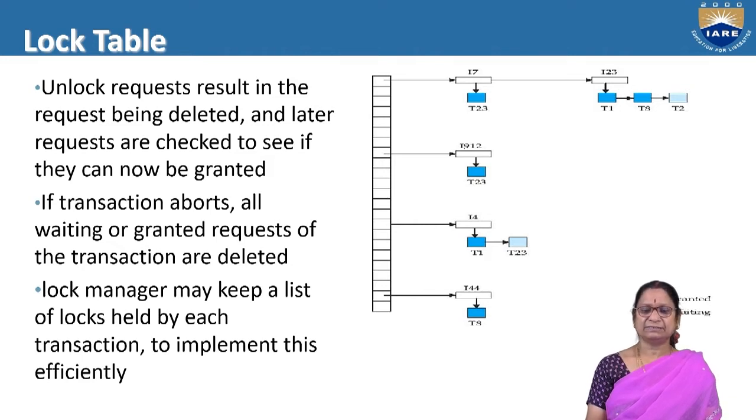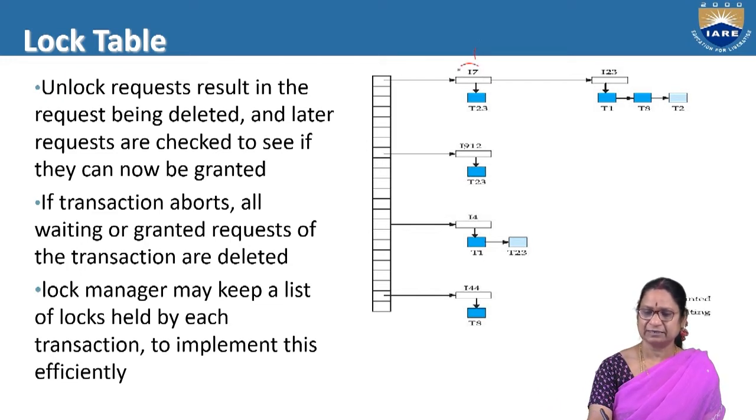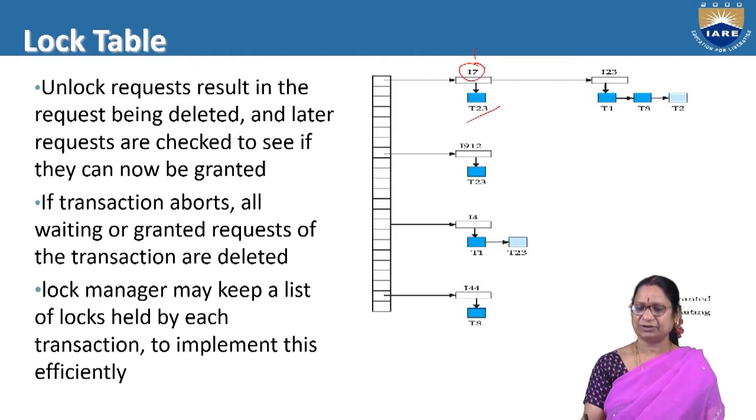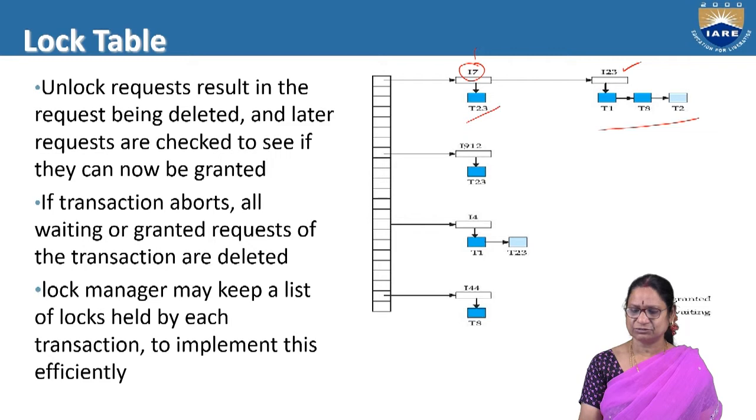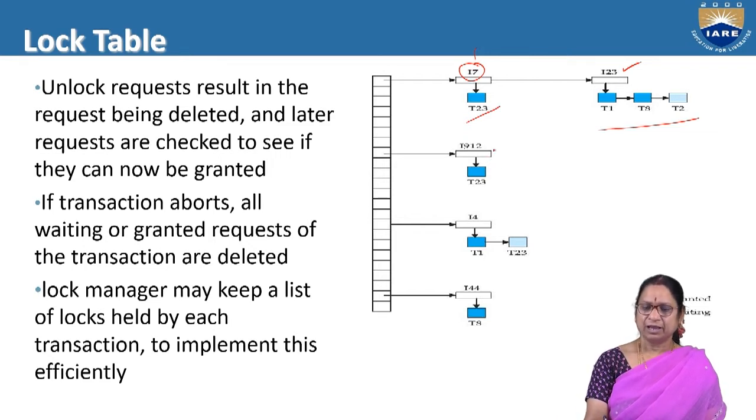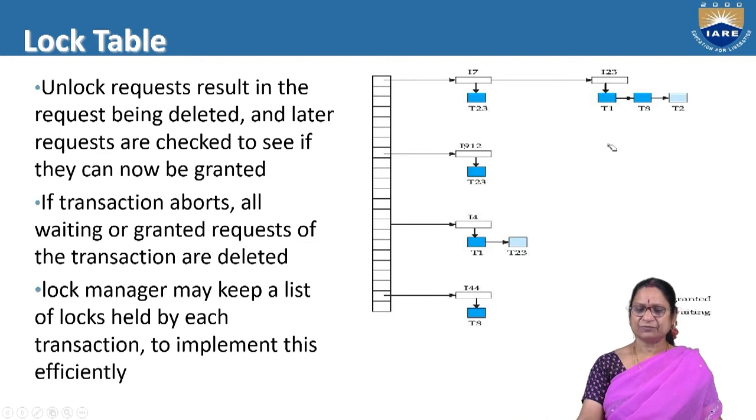So this is the lock table. Please observe. In this lock table, for item I7, transaction T23 is requesting the lock. Then this is requested by transaction T1, transaction T8, and transaction T2 also. Now you observe I9 and I2; T23 has requested. This is the item name, item 912, sorry, item 912 is requested by the transaction T23. I4 is requested by transactions T1 and T23. I44 is requested by transaction T8. Now you observe the colors. Now I7 is requested by T23.